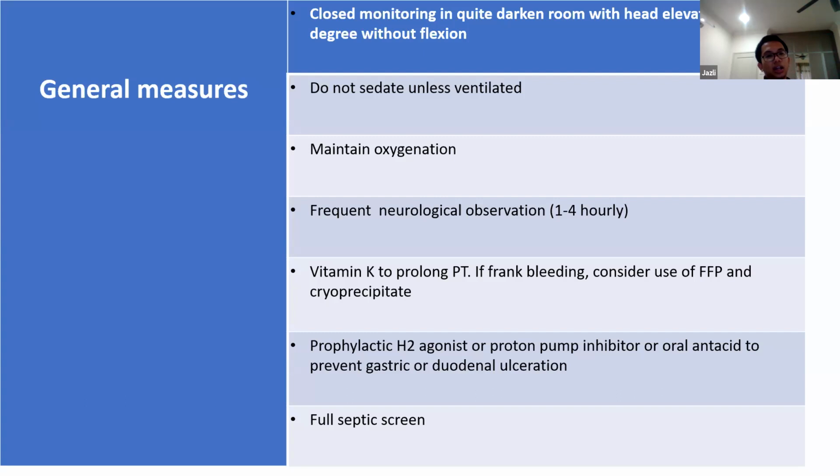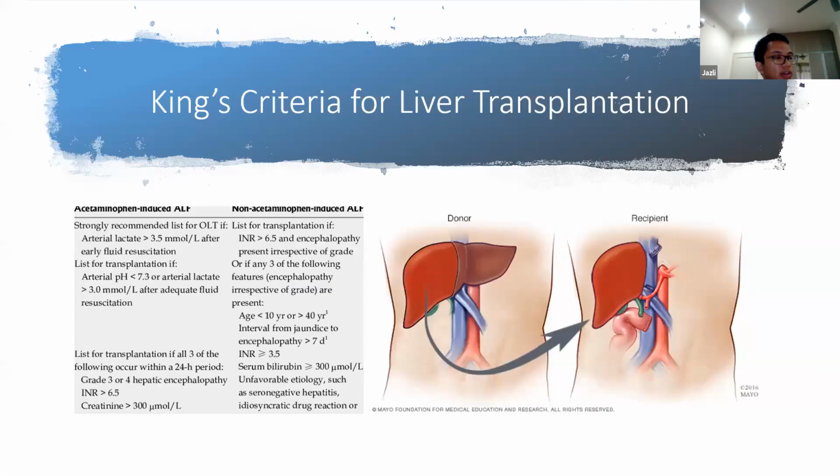So management-wise, generally, the general measures: close monitoring in a quiet darkened room with head elevated at 20 degrees without flexion. This is mainly to assist in managing the cerebral edema. And also we should not sedate the patient unless ventilated, maintain oxygenation, and frequent neurological observation 1 to 4 hourly. Vitamin K to correct the prolonged PT. If frank bleeding, consider the use of fresh frozen plasma and cryoprecipitate. Prophylactic H2 antagonist or PPI, and full septic screening. So these are the general measures for cases of acute liver failure.